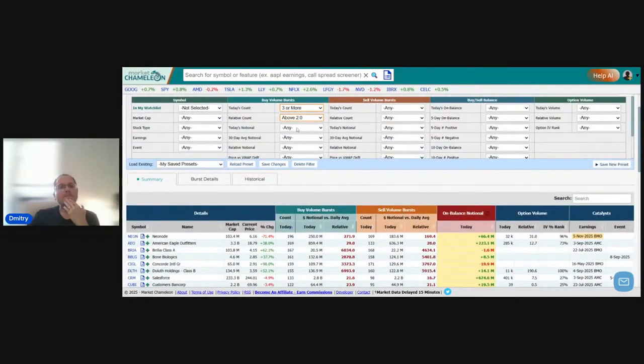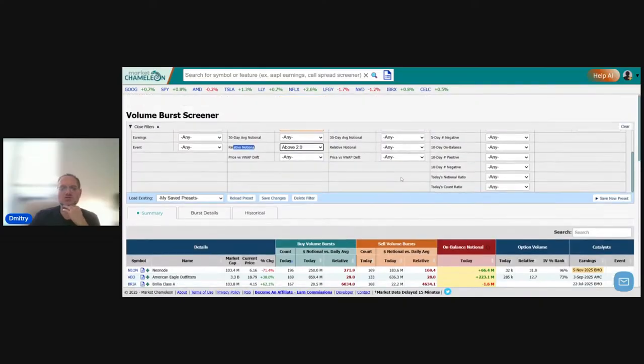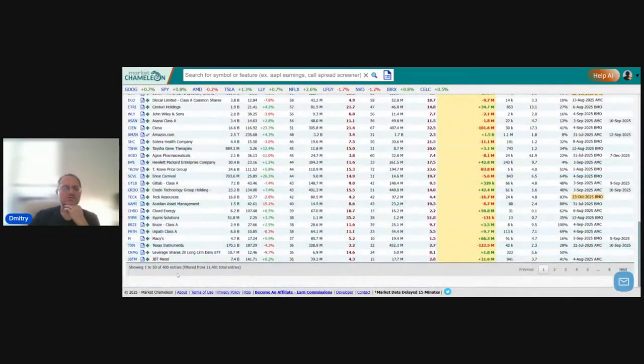Maybe we want to see a certain amount in notional. So let's say we need something, at least if we're looking at a higher cap stock, we'd want to see a bigger dollar value. But let's just say at least $250,000 worth of stock total. Okay, and on a relative basis, we'll also say it's at least 2 times the daily average. So let's see how many we filtered out now. 400.